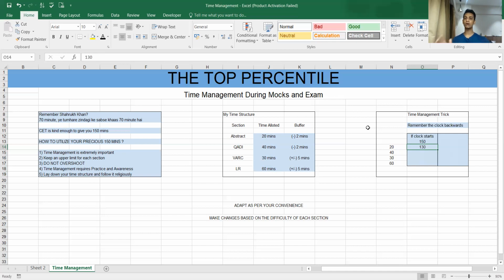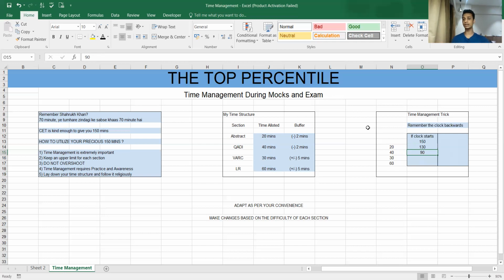Then I'll remember 130 over here. So 130, if the clock hits 130, I'm going to skip abstract for that moment. I'll come back to it later if there is time, but I'll switch to the next section, which is QADI. Again, for now, QADI, I have 40 minutes. So 130 minus 40 will be 90 minutes. As soon as the timer reaches 90, I'm going to stop QADI. I'm going to move to some other section.